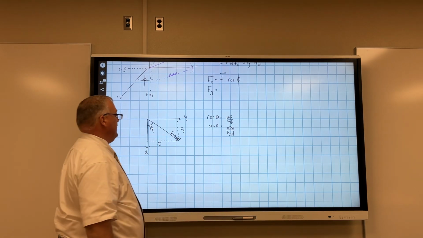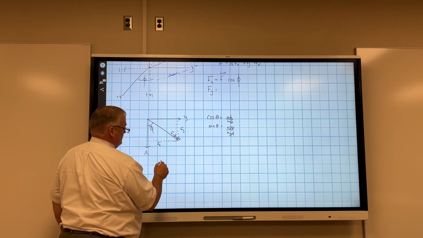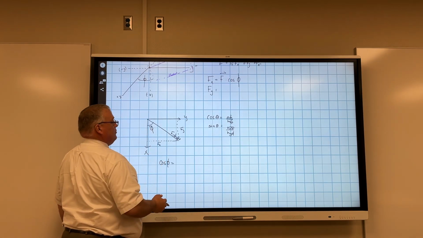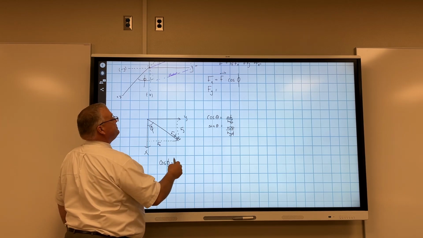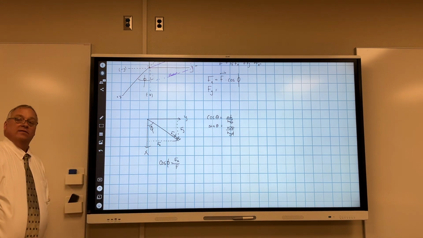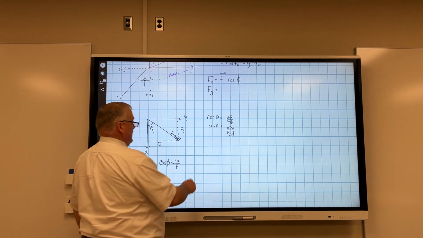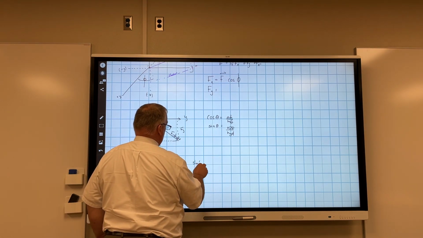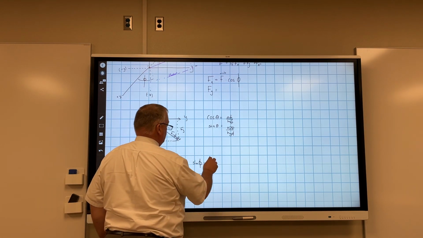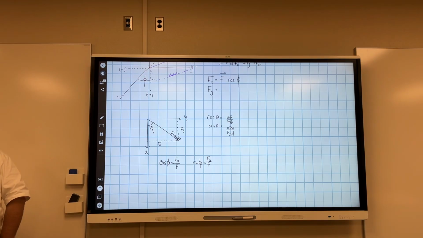So if we've got the cosine of this, it's equal to the opposite, which is what? F of x over F, the shadow of F, right? What's the sine of this equal to? F of y over F.